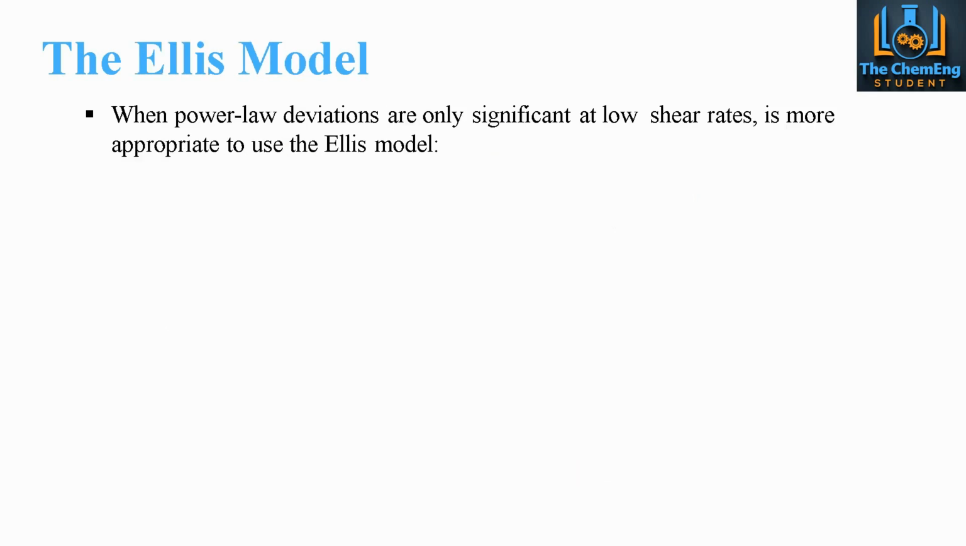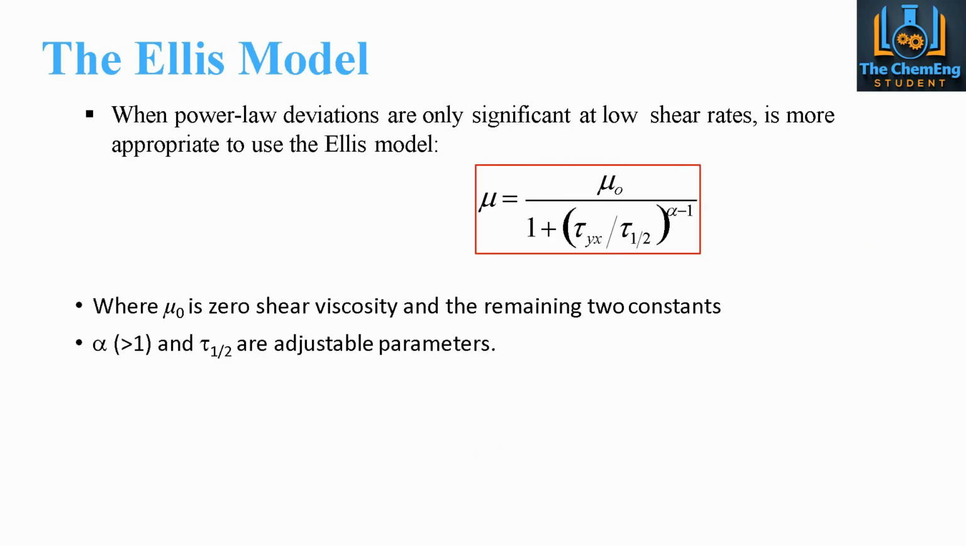Now, the Ellis model is appropriate when the power law deviations are only significant at low shear rates. The Ellis model looks something like this. We have the viscosity that we want, and then we have the viscosity at zero shear rate, mu naught, and the remaining two constants, which are alpha and tau a half.